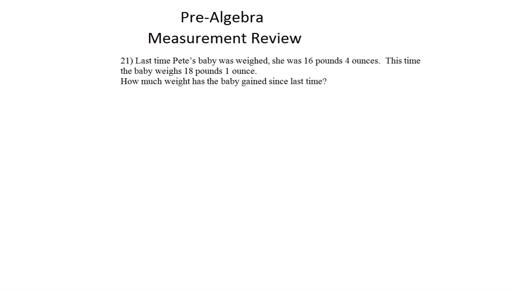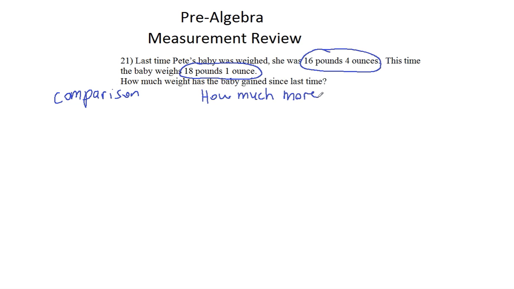Number 21 says, last time Pete's baby was weighed, she was 16 pounds, 4 ounces. This time the baby weighs 18 pounds, 1 ounce. Okay, and just keep in mind as always, this is mixed units, that's 1 weight, and 18 pounds, 1 ounce, again, is mixed units, that's 1 weight. How much weight has the baby gained? This is a comparison. We could rephrase this question. We could say, how much more does the baby weigh now compared to last time?